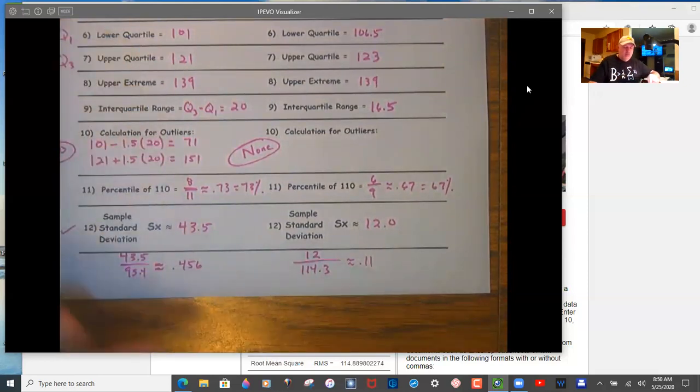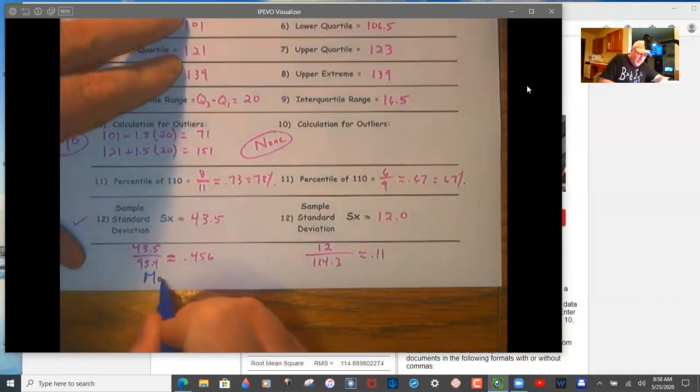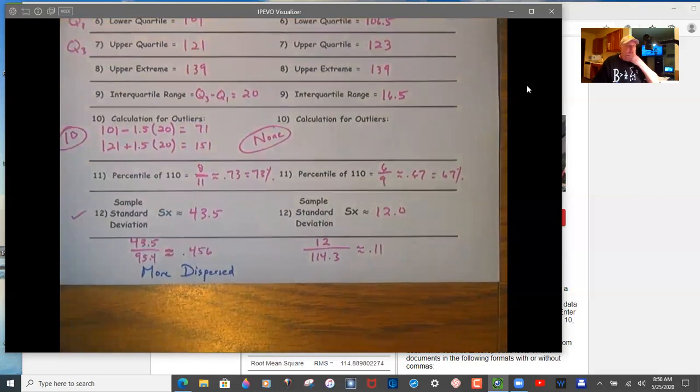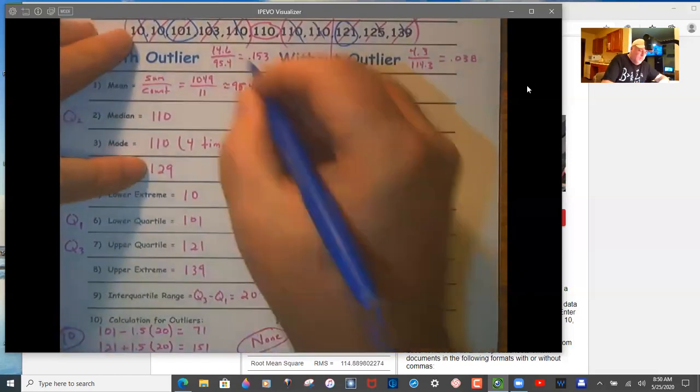So on your quiz, you're going to have to compare these values. This is more dispersed because the standard deviation relative to the mean is huge. Again, 10% is where you want to be typically. So this is not a bad set of data. And then this is more skewed.